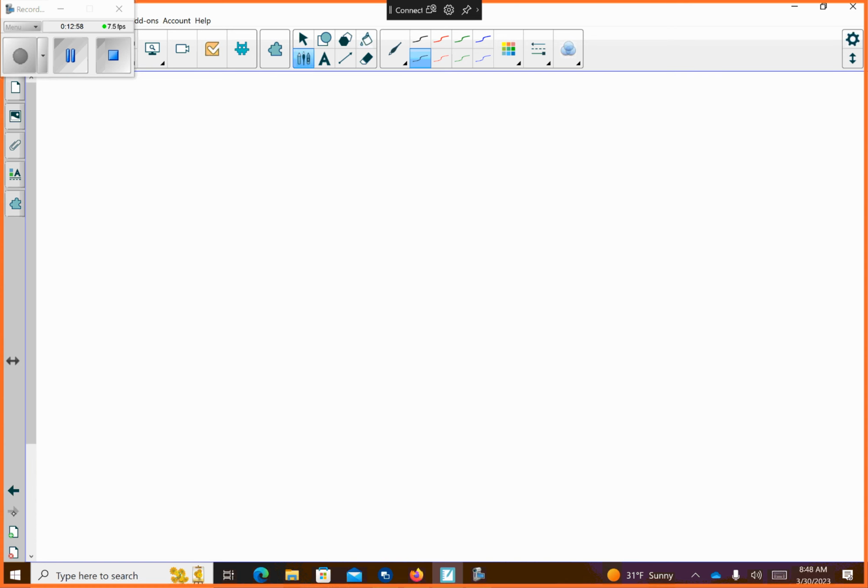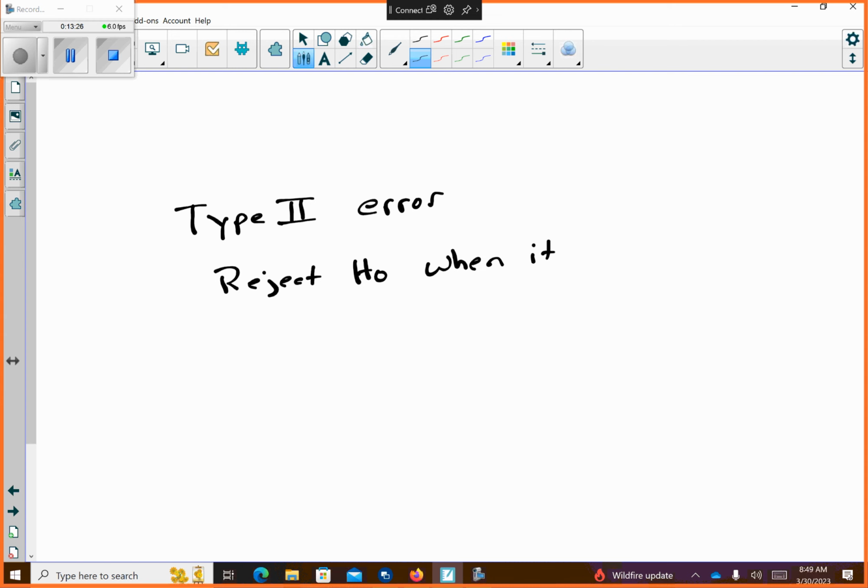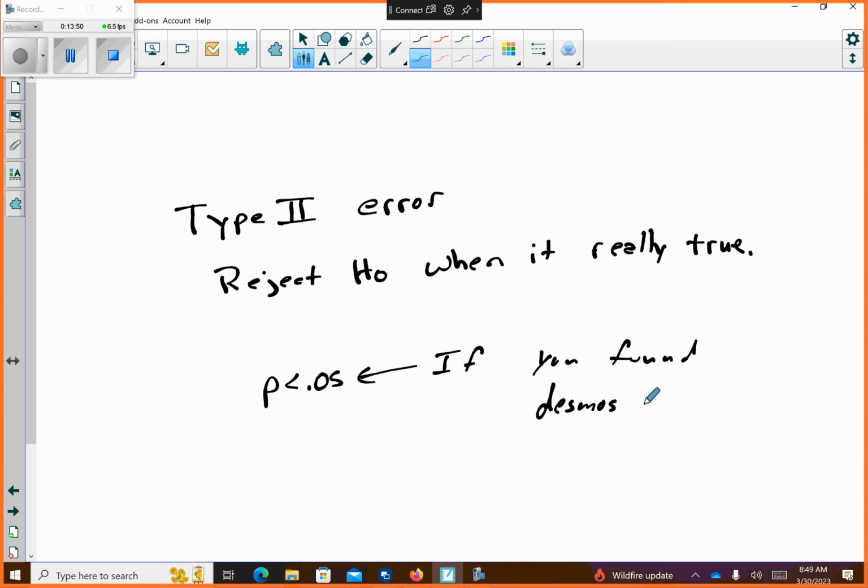Now I have one other question. So this doesn't really pertain to that, but I definitely put this. Type two error is when you reject the null when it is really true. Okay, so this would be if you had a p-value, you wanted it to be less than 0.05, if you found on Desmos that p is actually less than 0.05, this is where you would reject the null.